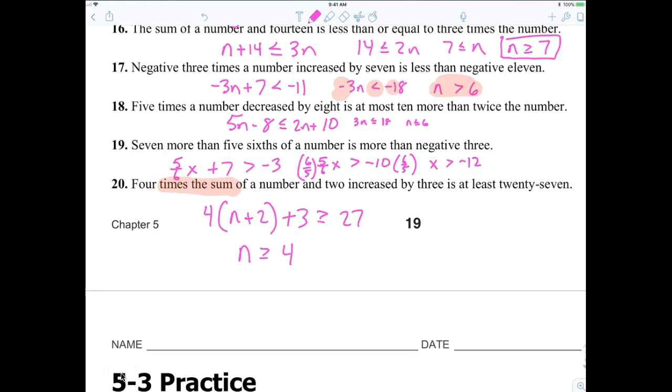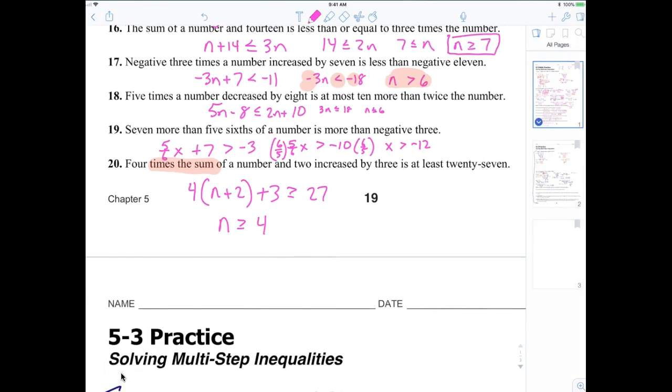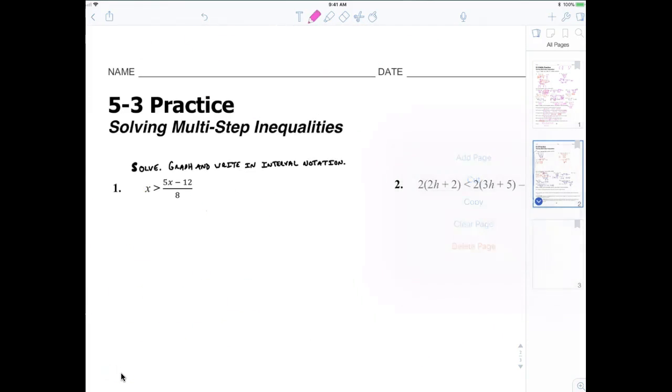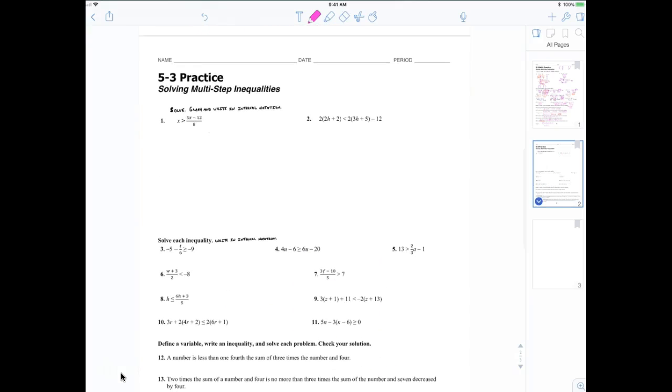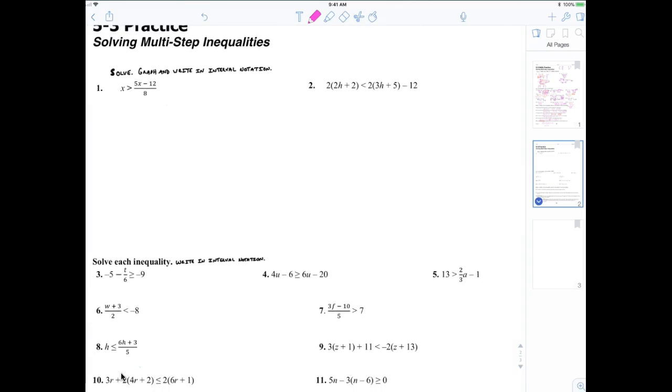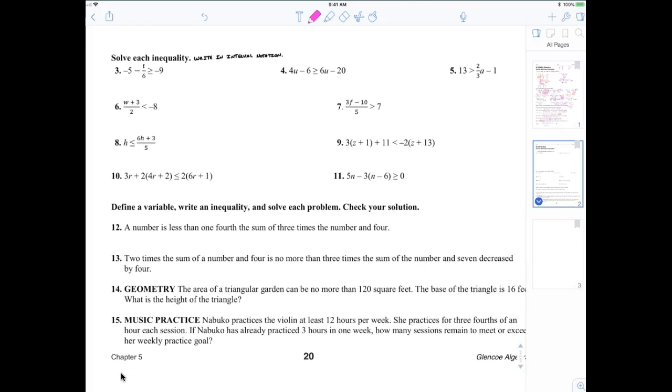So what I want to do now is I'm going to tell you exactly how I want it done. So, right up here, number 1 and 2, directions: graph and write in interval notation. Everybody with me? So, I want you to graph it, then I want you to write it in interval notation. So there's 2. After that, I don't care about the graph anymore. I care about just what? Interval notation.